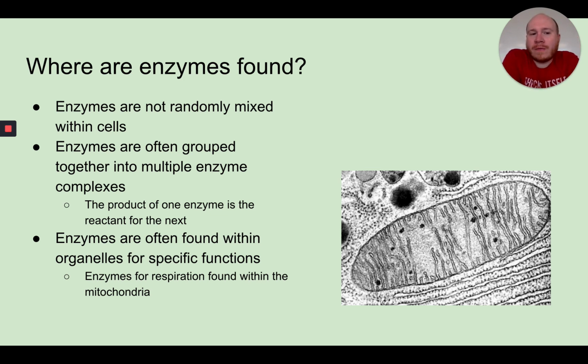And enzymes are often found within organelles for specific functions. So enzymes for respiration are found within the mitochondria. Specifically, there are enzymes within the matrix of the mitochondria for the citric acid cycle. And then there are a whole bunch of enzymes inside of these little folds, which are going to allow for ATP to be made. And so we'll talk more about that when we get to respiration.